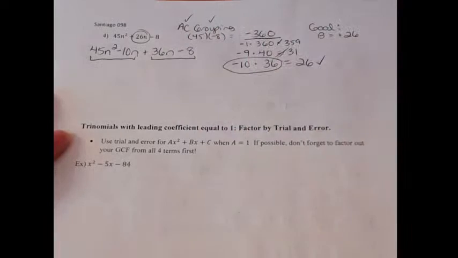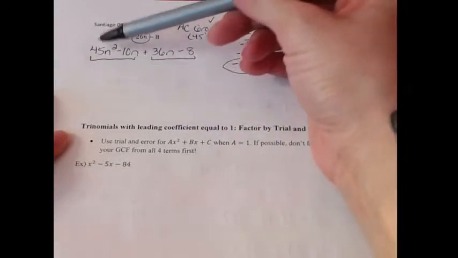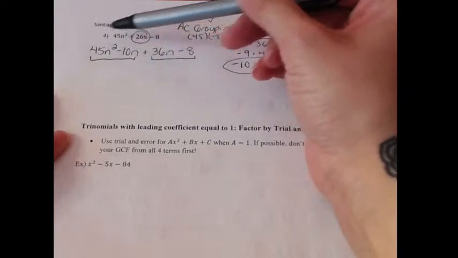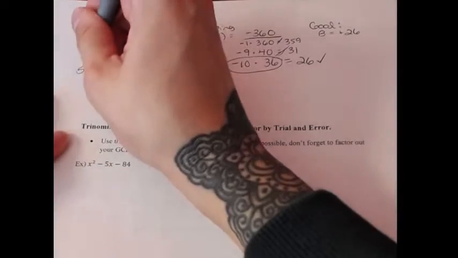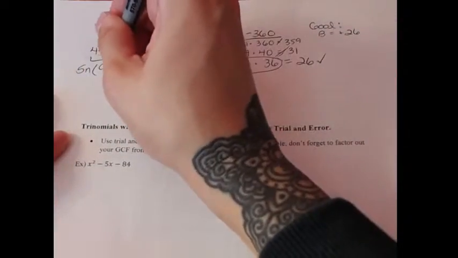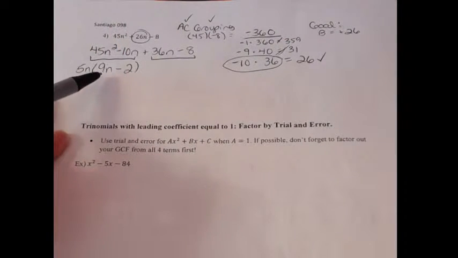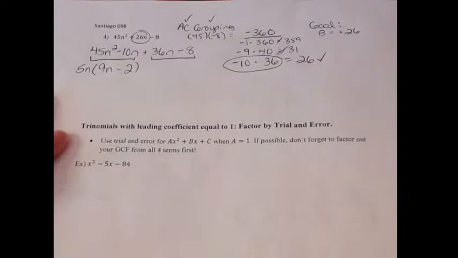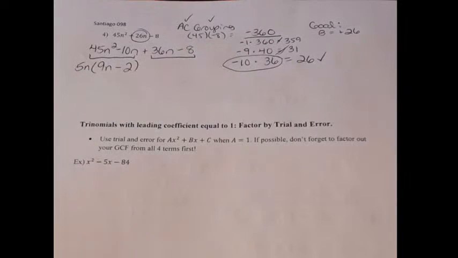Out of the first two terms, I'm going to factor out a 5n, right? Numeric variable part. You have to look at both, not just one or the other. So we factor out a 5n. If I factor out a 5n, I'm left with 9n minus 2. Double check. 5n times 9n is 45n squared. 5n times negative 2 is a negative 10n. I love it.